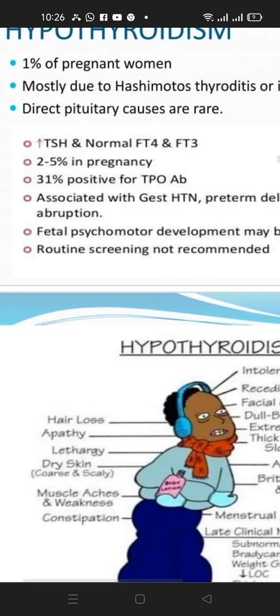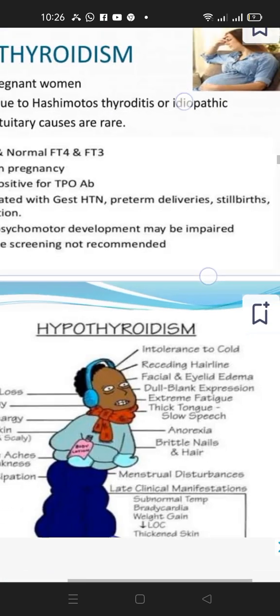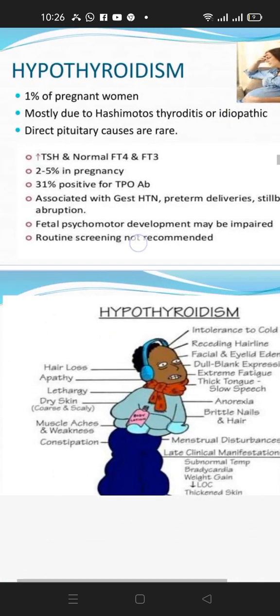It occurs in about 2 to 5% of cases, and it is associated with gestational hypertension, preterm delivery, stillbirth, and even abruption may occur.